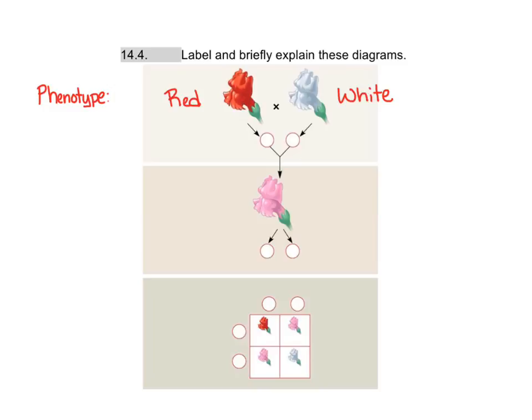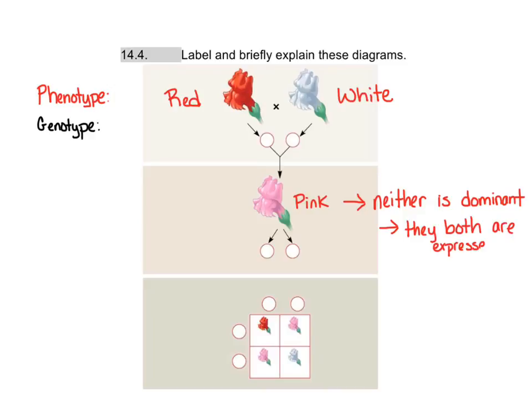And when we look at the F1 offspring, we see that its phenotype is actually pink. So that's not what we normally expect. Neither the red nor the white is going to be completely dominant. They're both being expressed. So we need to go ahead and identify what's happening here.